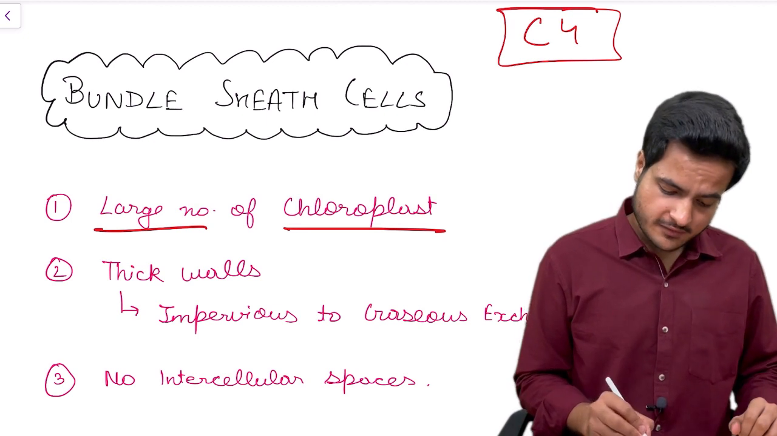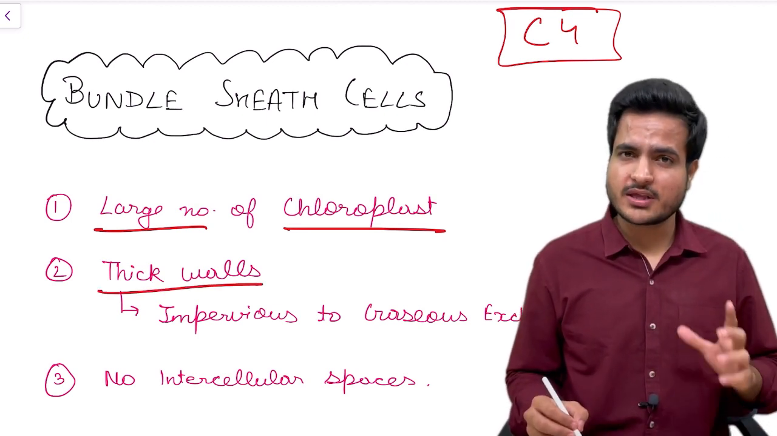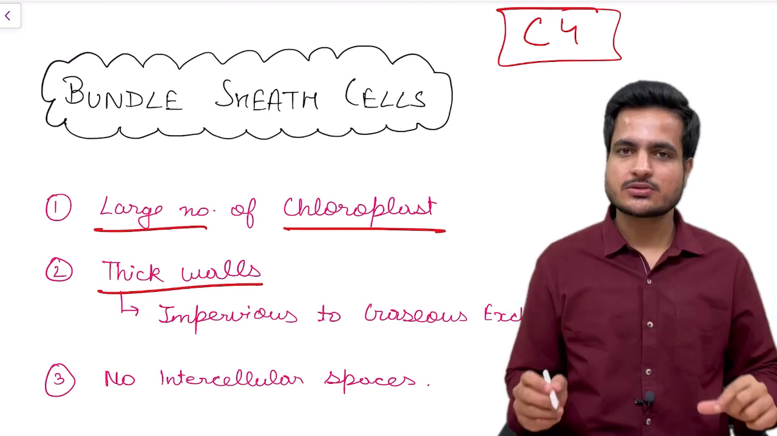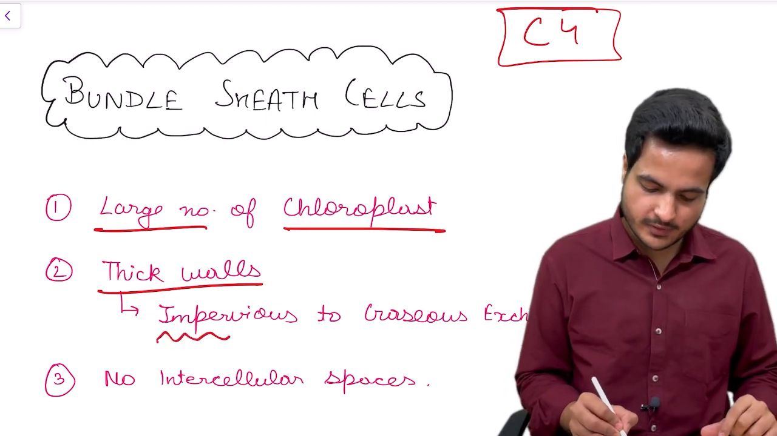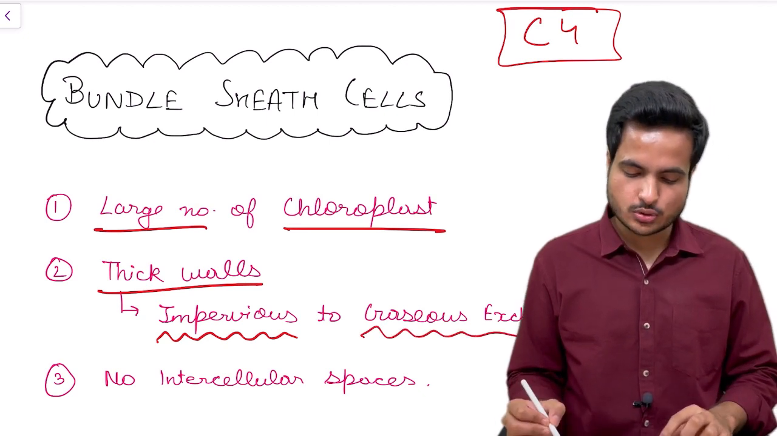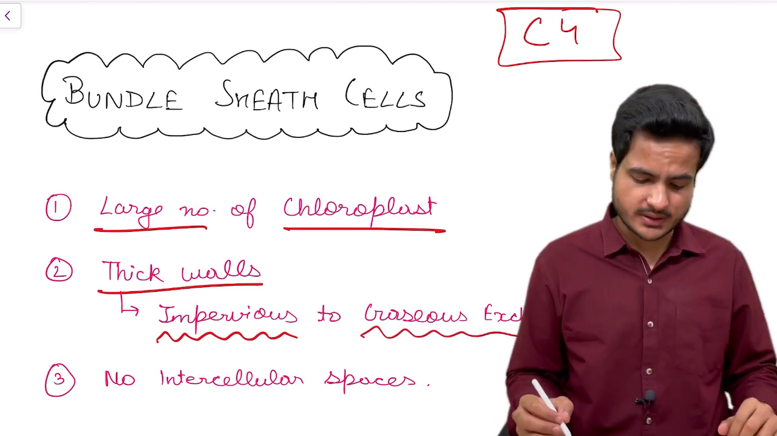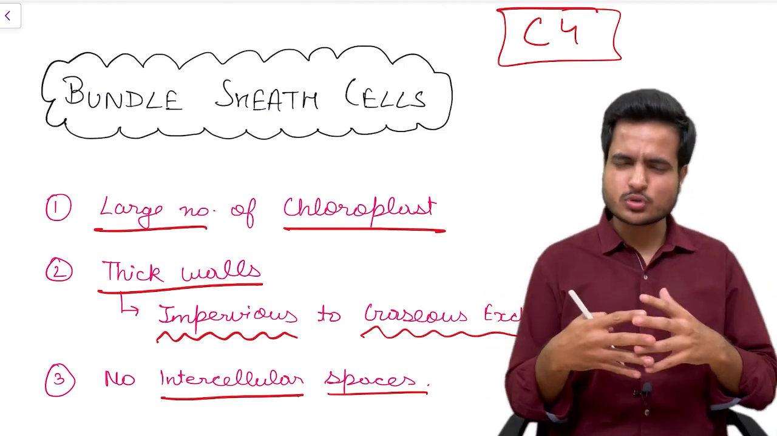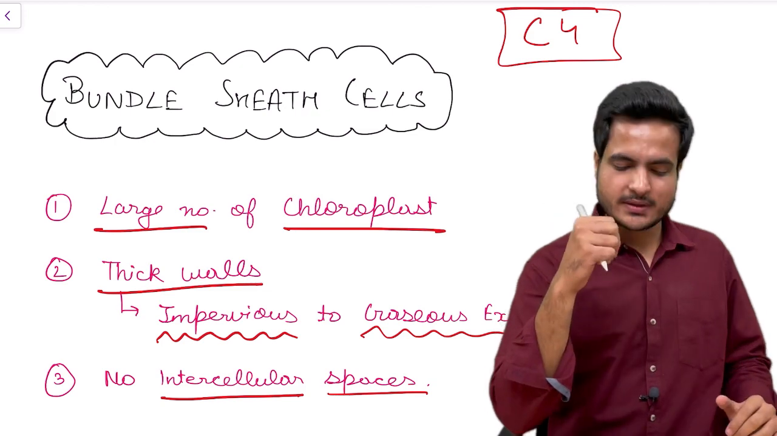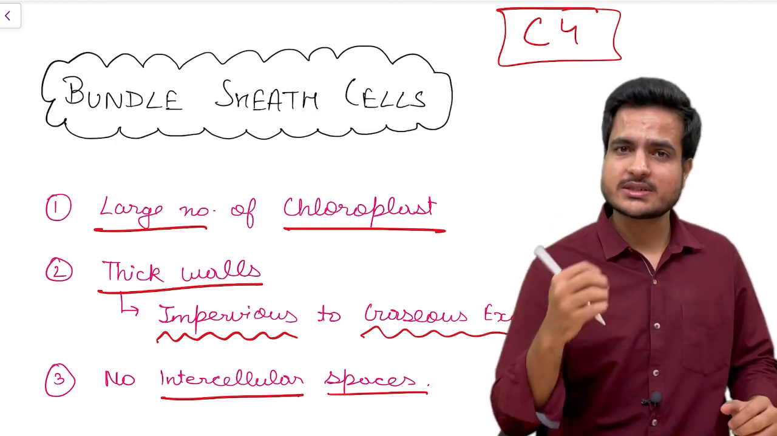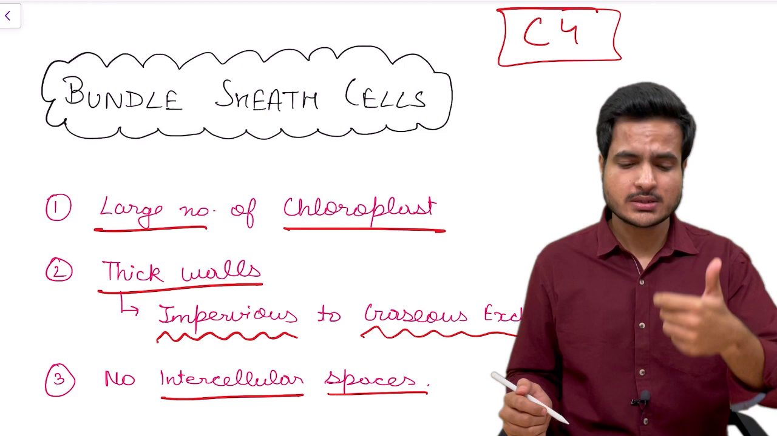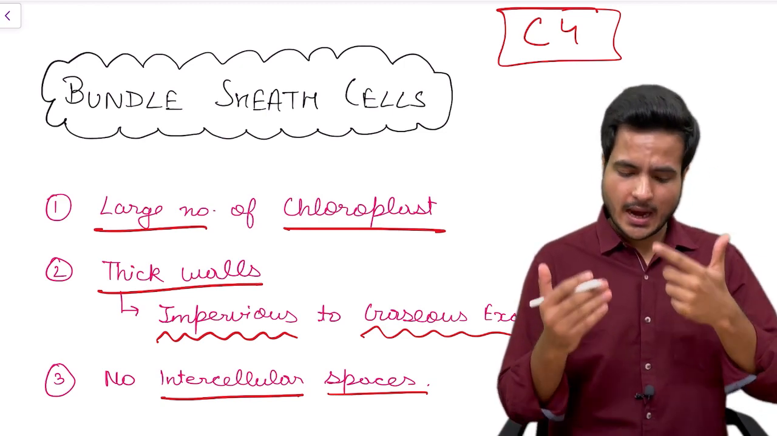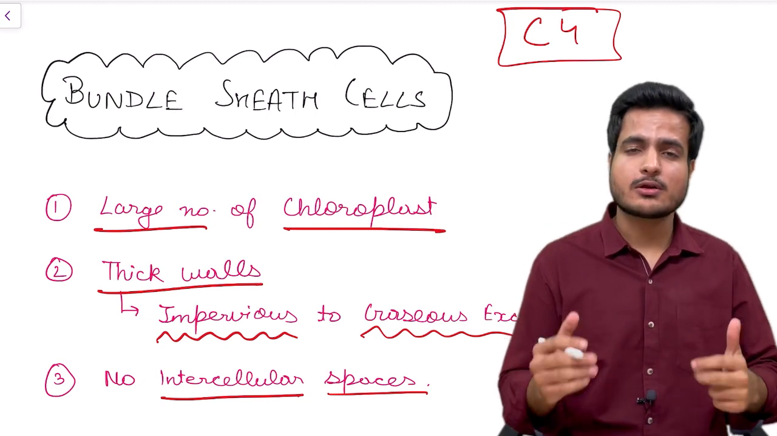Also, they have thick walls. These bundle sheath cells have thick walls, and since their walls are thick, they do not allow gaseous exchange through them. Therefore, they are impervious to gaseous exchange. And the third important thing is they do not have intercellular spaces. These cells are closely packed to each other. So with this we have finished the three important points of bundle sheath cells: they have a large number of chloroplasts, they have thick walls which are impervious to gaseous exchange, and they do not have intercellular spaces.